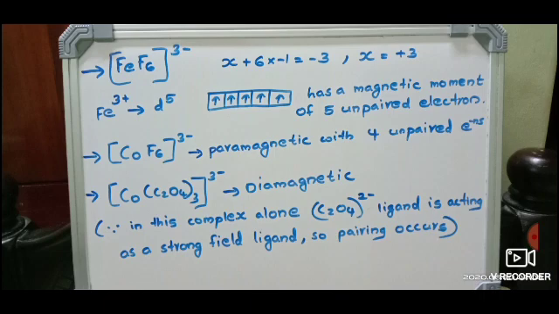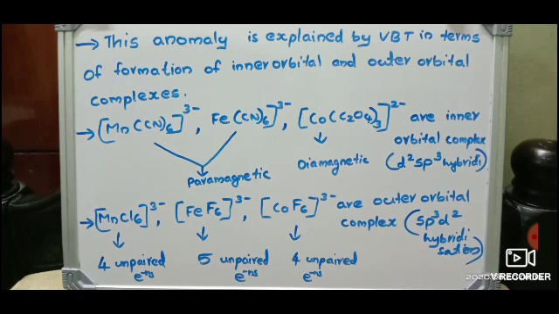So, in the case of compounds formed from the first transition series, we are getting different values for magnetic moment, and from that, according to VBT, we are able to conclude that Mn(CN)6 3-, Fe(CN)6 3-, Co(C2O4)3 3- are inner orbital complexes. d2sp3 hybridization is present in all these complexes. Out of these, Mn(CN)6 3- is paramagnetic, Fe(CN)6 3- is also paramagnetic, but Co(C2O4)3 3- is diamagnetic.